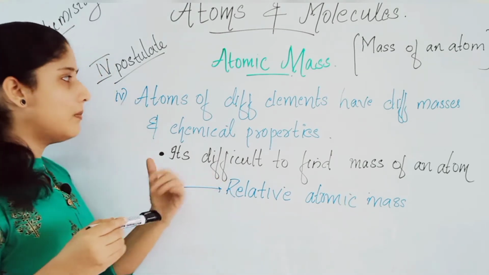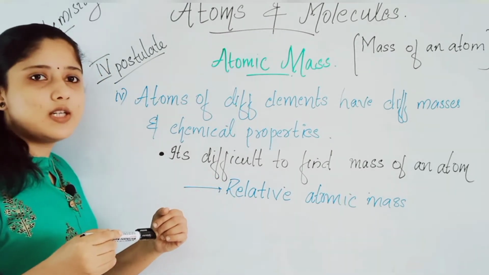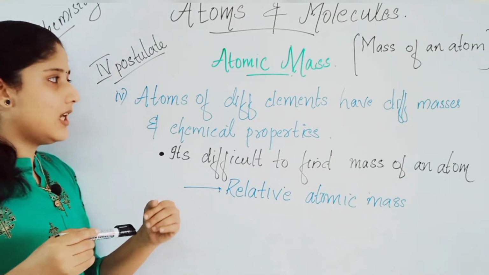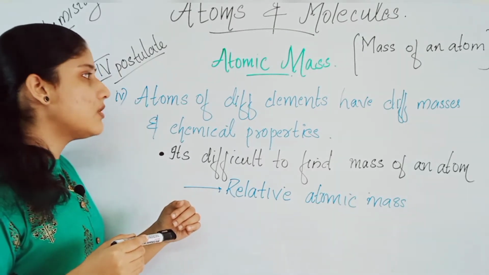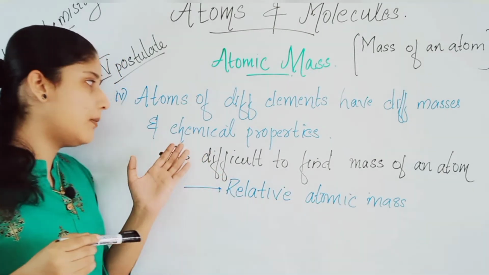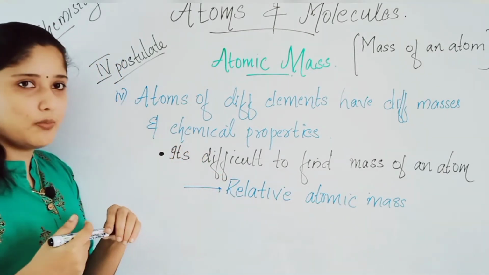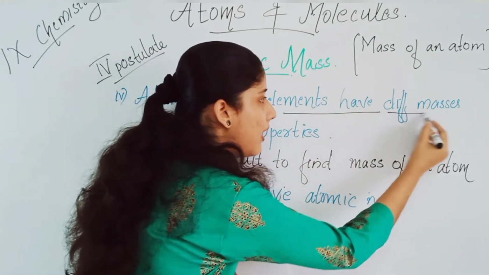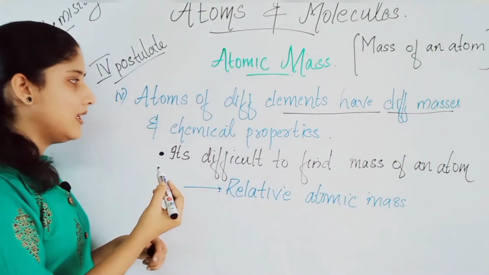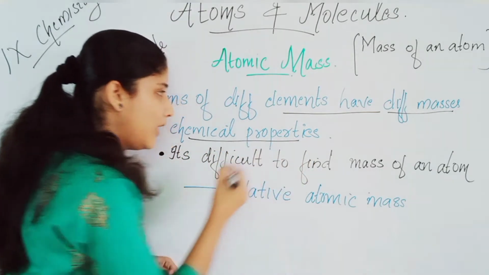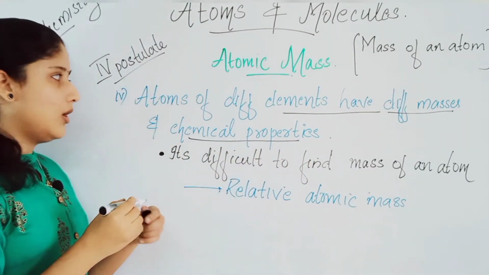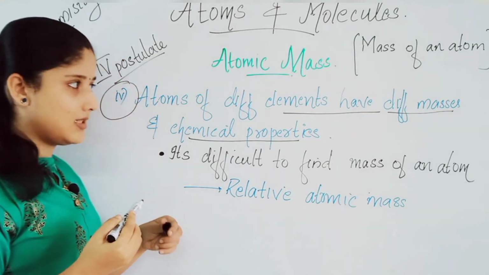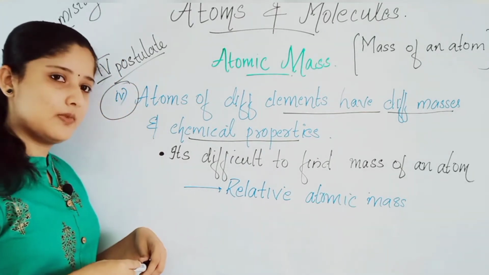Atomic mass. We already studied the fourth postulate of Dalton's atomic theory. The theory states that atoms of different elements have different masses and chemical properties. Different elements have different masses and their chemical properties also vary. So, Dalton in his fourth postulate told about atomic mass, the mass of an atom.